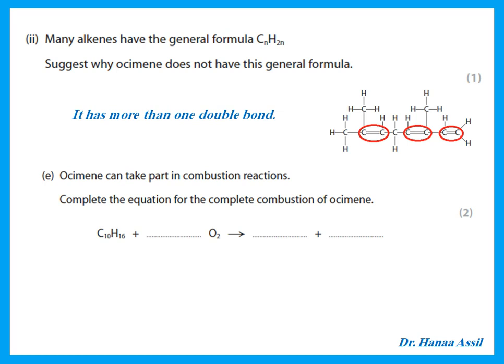Ocimene can take part in combustion reactions. Complete the equation for complete combustion. Remember, complete combustion of any hydrocarbon would give carbon dioxide plus water. And then you need to balance. So we have 10 carbons, we need 10 CO2, we have 16 hydrogens, we need 8 H2O, and to balance the oxygens, we will need 14 O2.